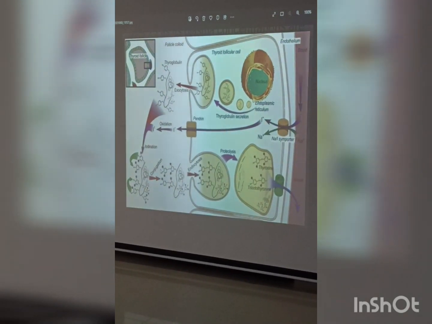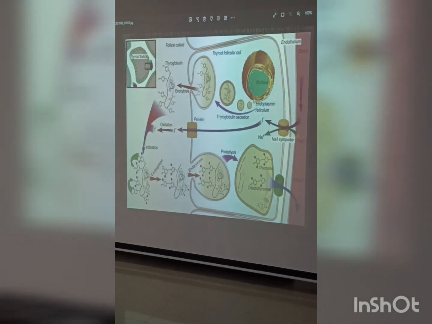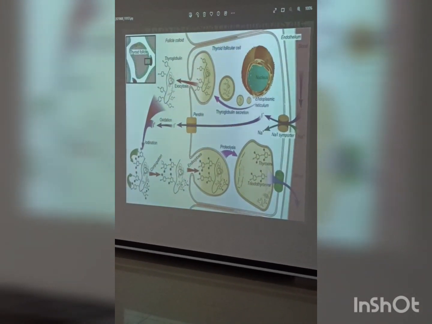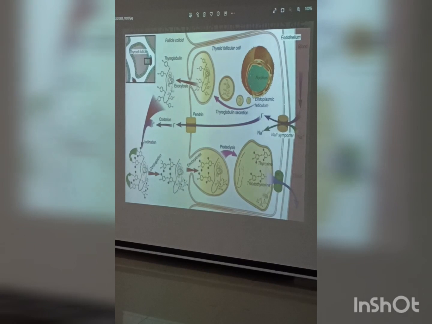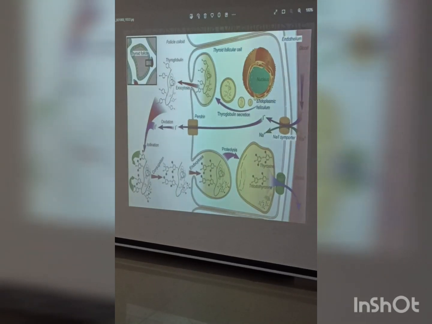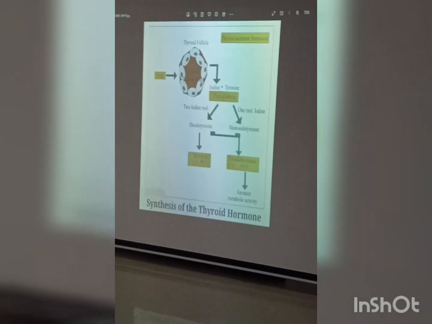Still, they are present jam-packed in the vicinity of the colloid and attached to the glycoprotein. Whenever they are needed, they are released. And let me tell you, T4 is present in maximum amount but is less active. T3 is in lesser amount but is more active. So this is how they work. It is important that you know the functioning.